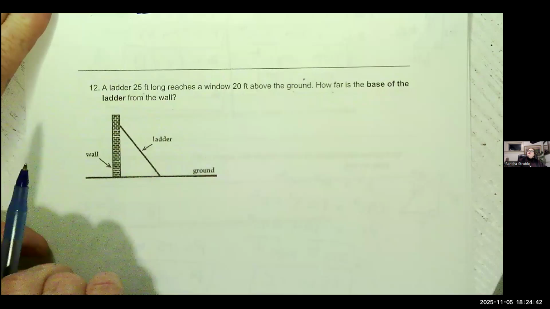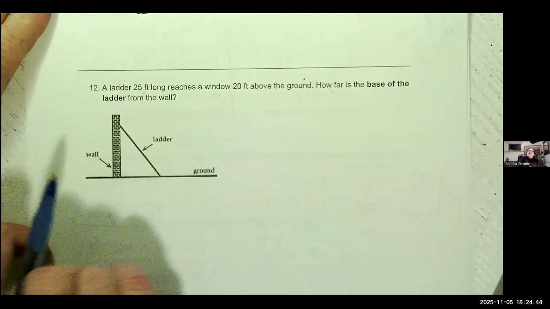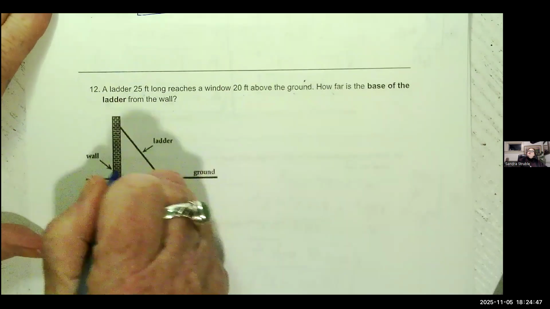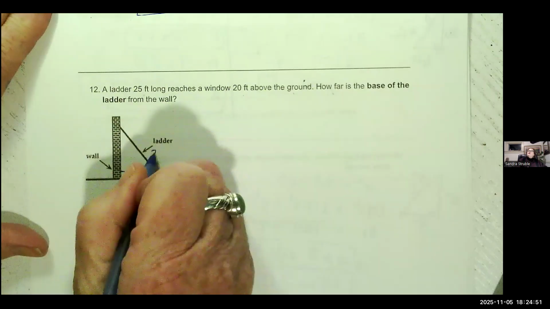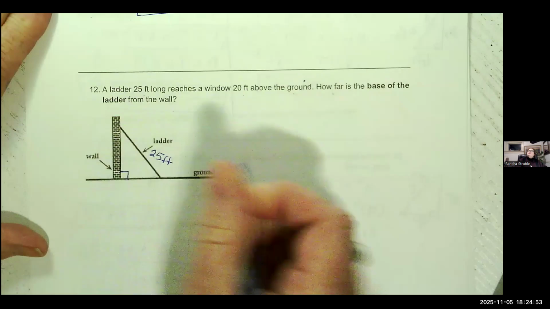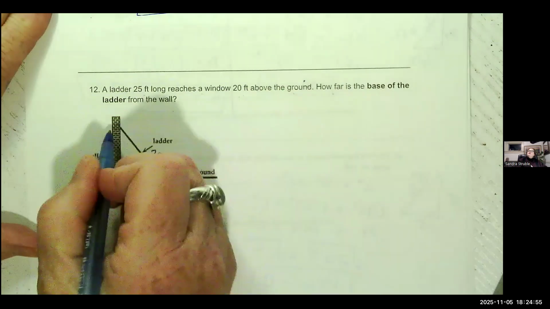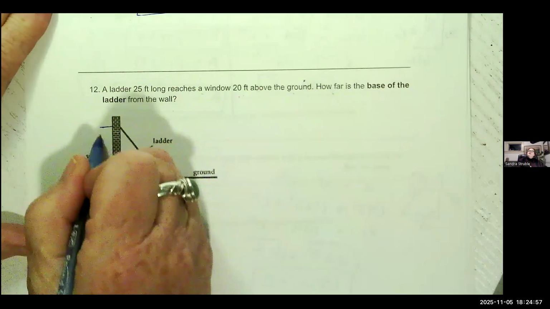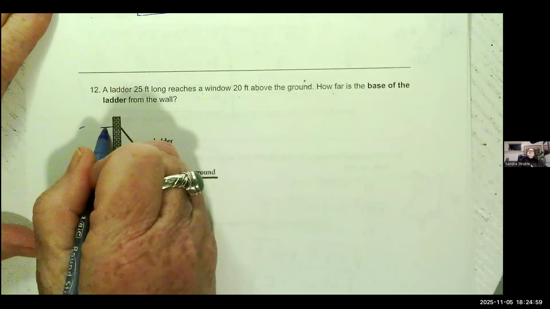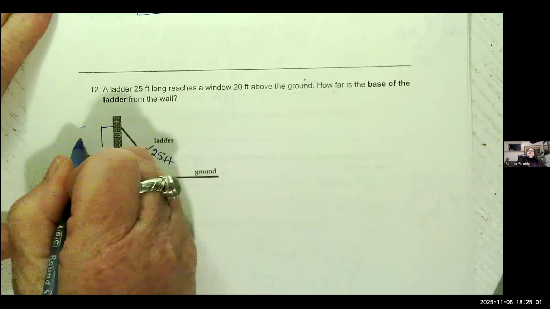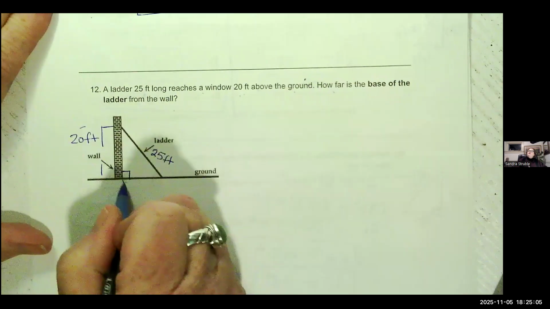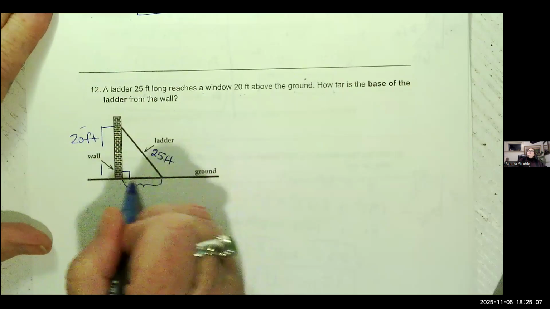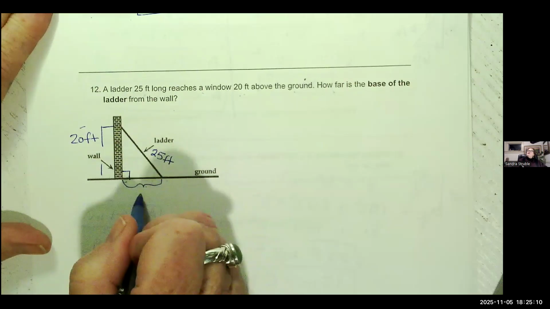So our ladder is our hypotenuse because here's our right angle. Our ladder is 25 feet long. The window is 20 foot above the ground, so it's right here. So this side here is 20 foot. And we're missing this little guy right here, the part the ladder is from the wall. I'm going to call that A, okay? Because we're going to have to use Pythagorean theorem to find out what that missing side is.